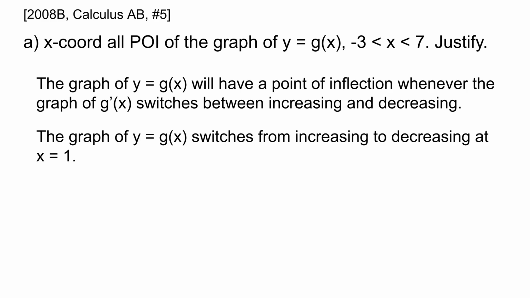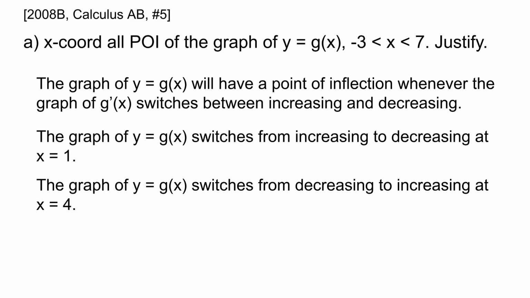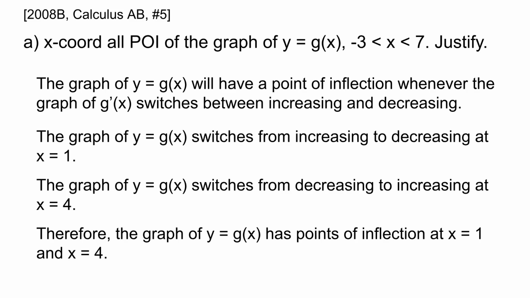The graph of g prime switches from increasing to decreasing at x equals 1. The graph of g prime switches from decreasing to increasing at x equals 4. Therefore, we can conclude that the graph of y equals g of x has points of inflection at x equals 1 and at x equals 4.